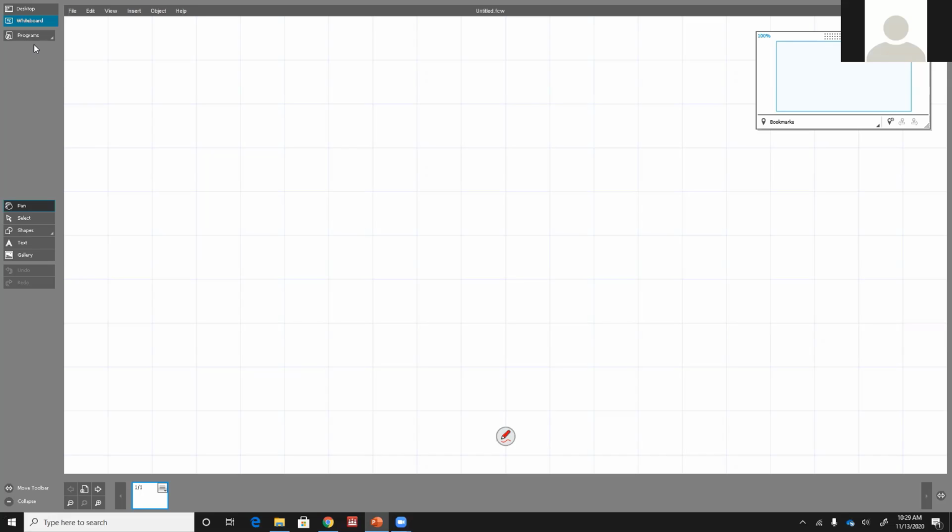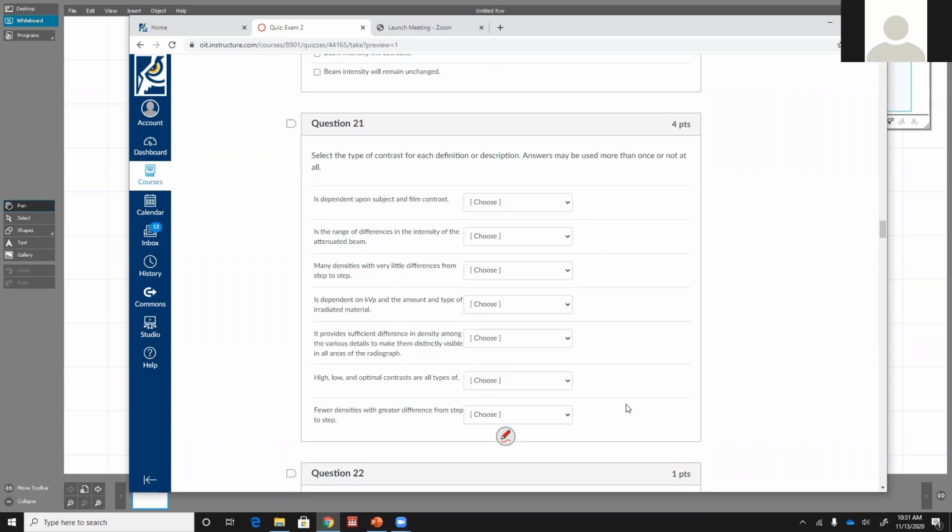Yes, the questions in the contrast question, where you pick the options? The second one is dependent upon subject contrast and film contrast. That is going to be image contrast. Was that one of the choices? You hope so.